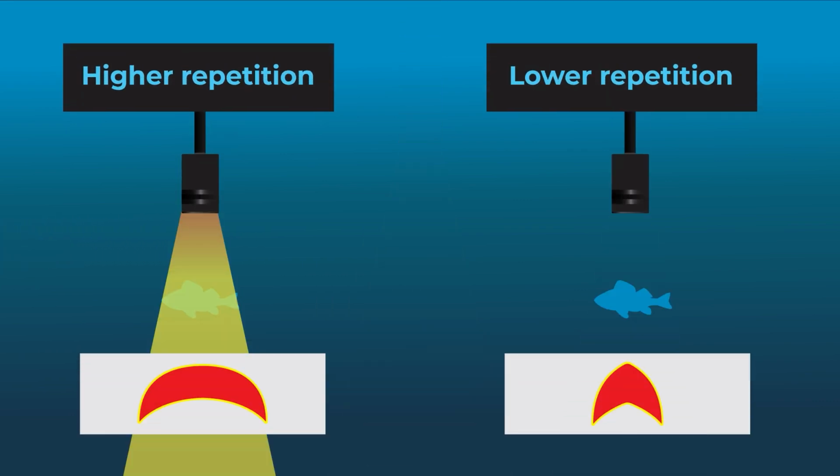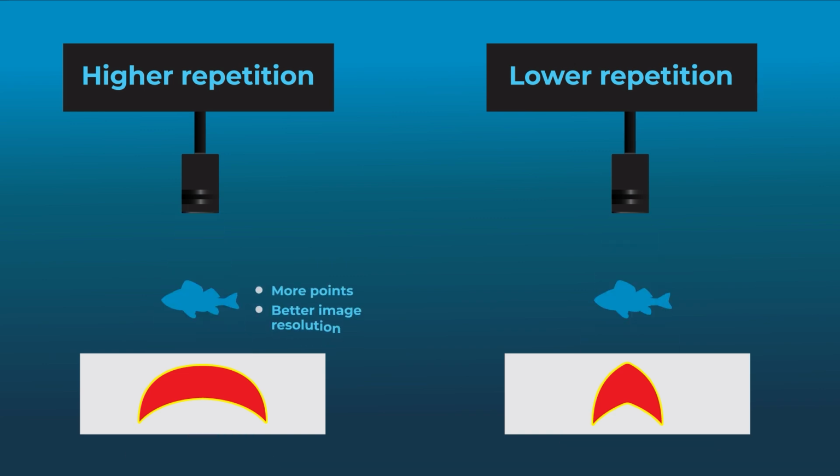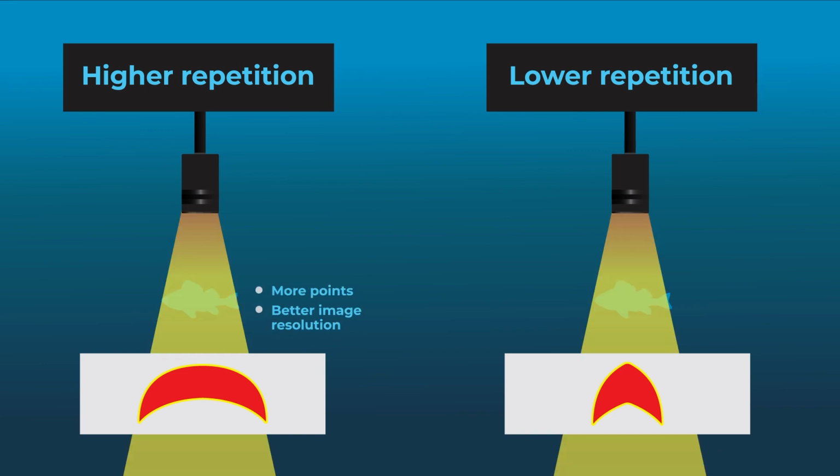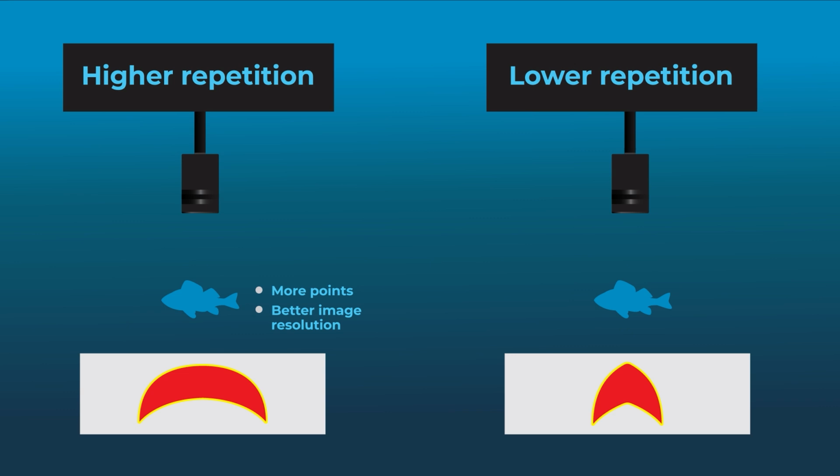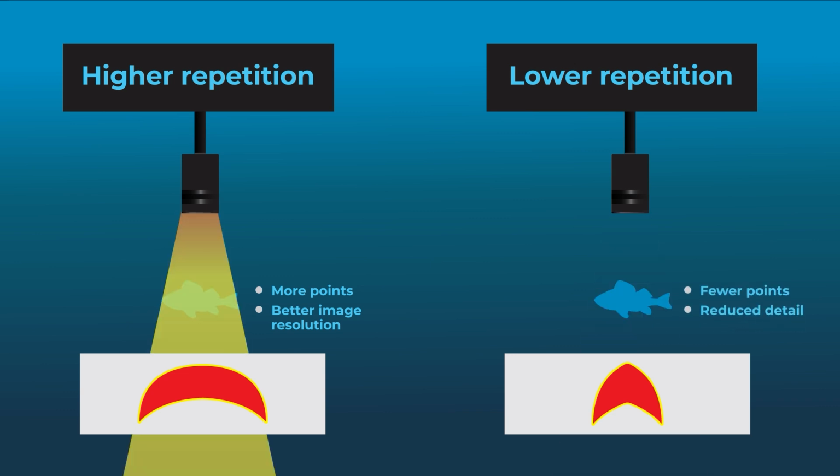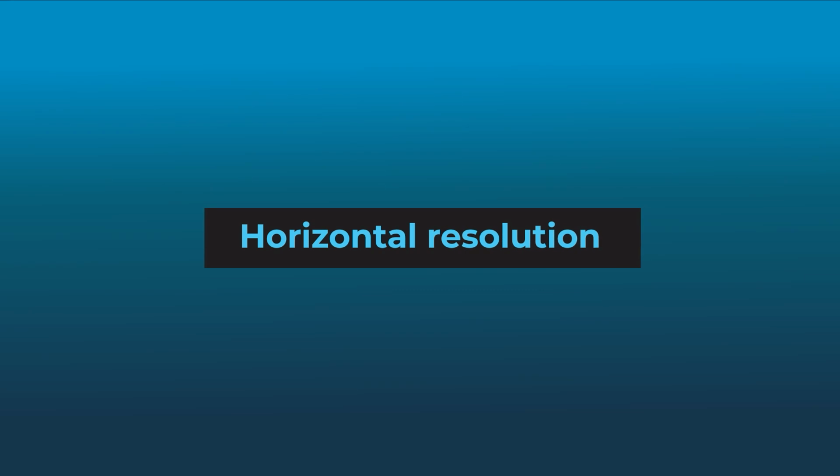In short, higher repetition equals more points equals better image resolution. Lower repetition equals fewer points equals reduced detail. This concept is known as horizontal resolution.